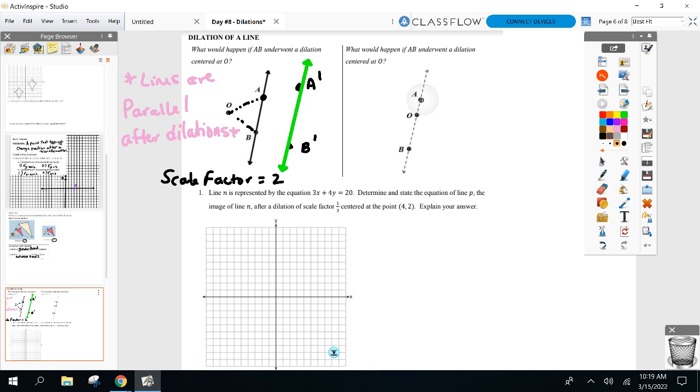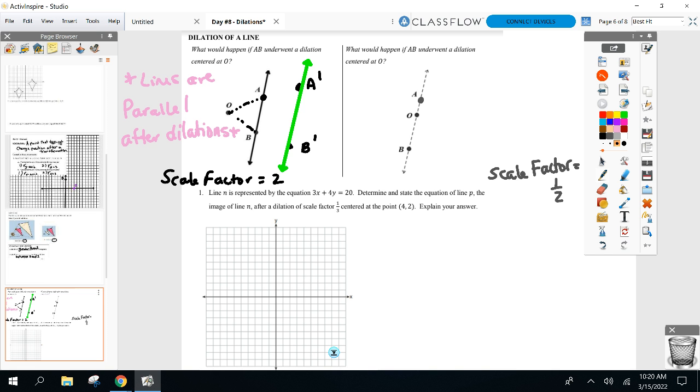Here's A. Let's go scale factor 1/2. Let's change it up. Is A going to get closer to O or further away? Closer. Where's A prime going to be when I move it closer?